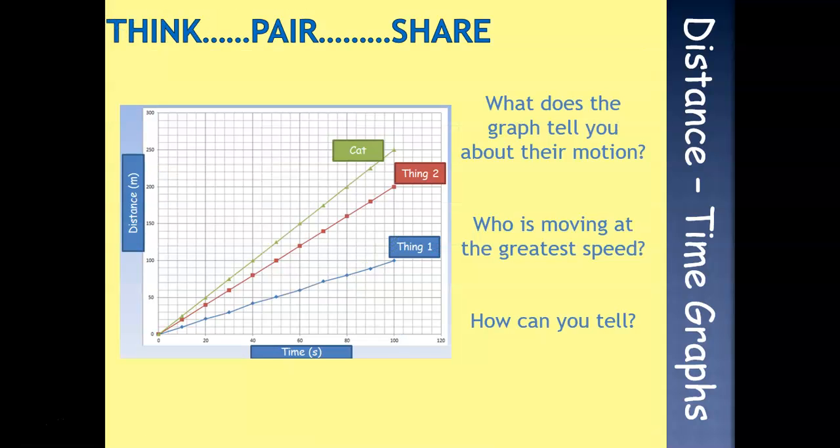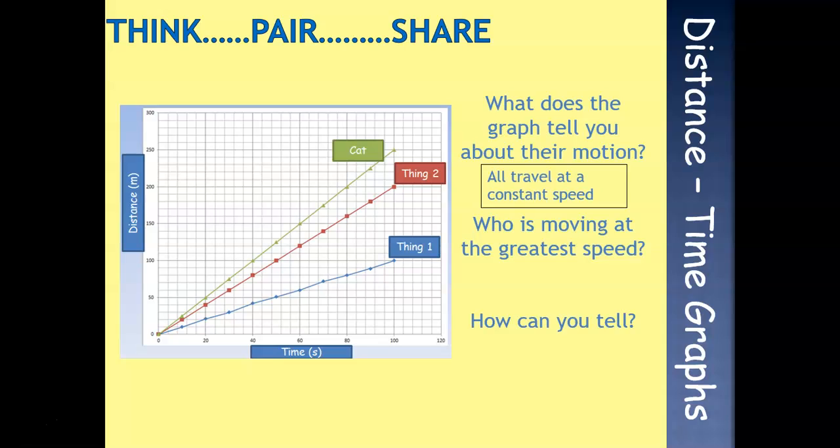Okay, so with our graphs, what does the graph tell you about their motion? Well, they're all straight line graphs, so they all travel at a constant, steady speed. You need to think, if their speed had changed, what would happen to the line? What shape would it take?